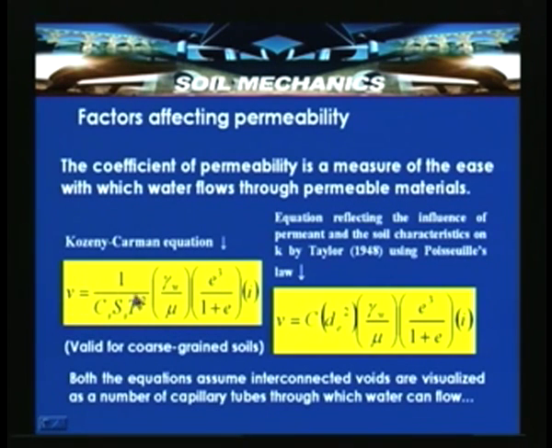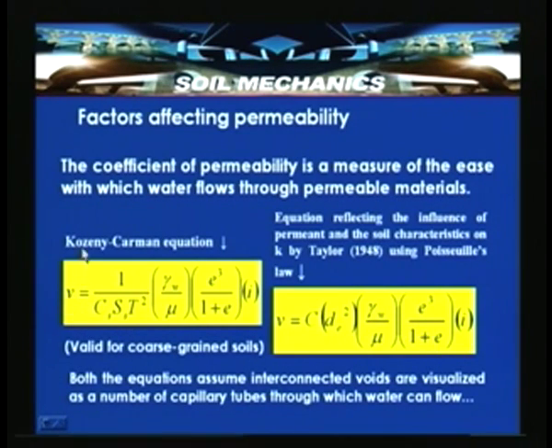This is expressed in the form of Darcy's equation, V is equal to Ki. This particular part is nothing but the coefficient of permeability K. Another equation reflecting the influence of permeant and soil characteristics on K was proposed by Taylor in 1948 using Poiseuille's law, which can be read like this: V is equal to C into d square, gamma w by mu, e cube by 1 plus e, and i.